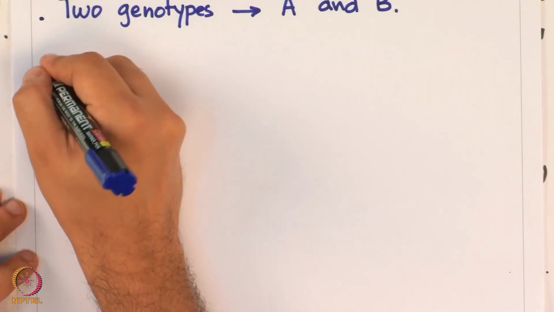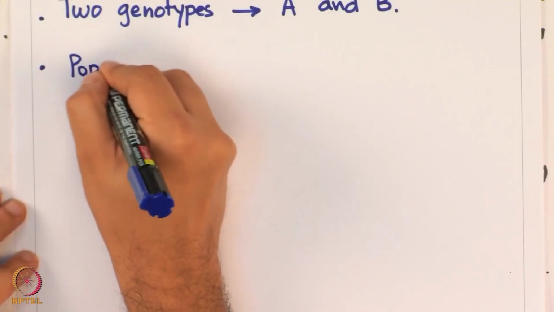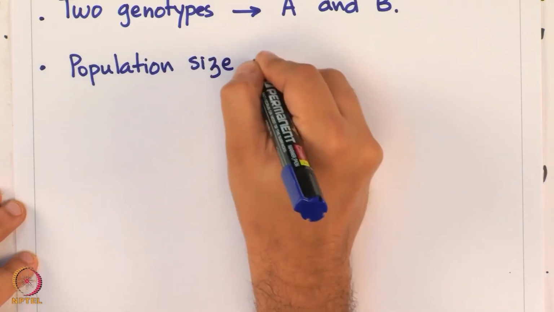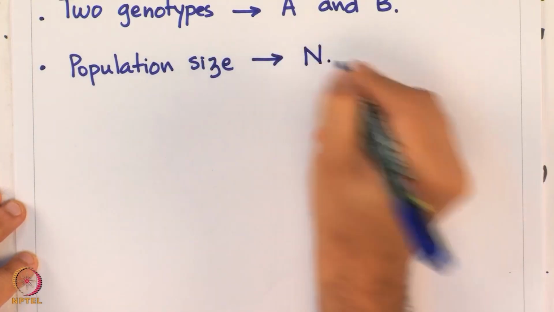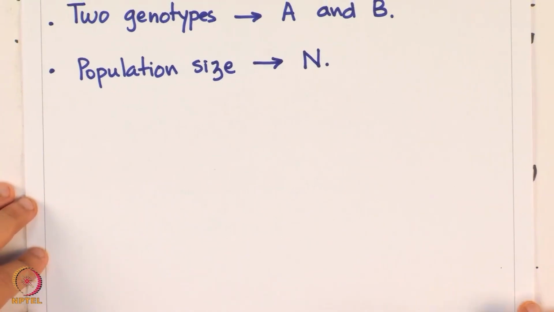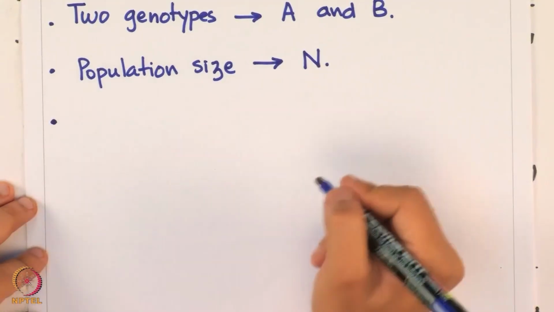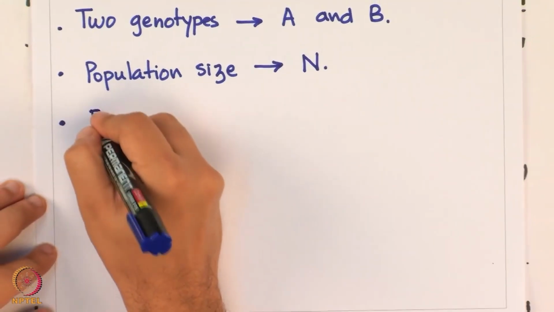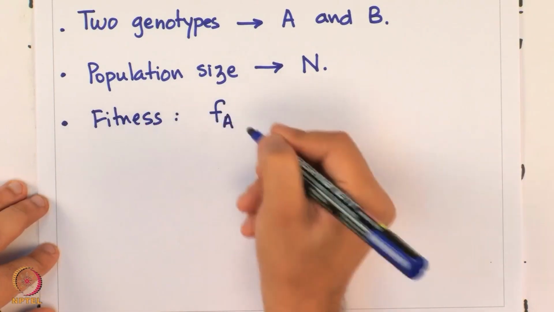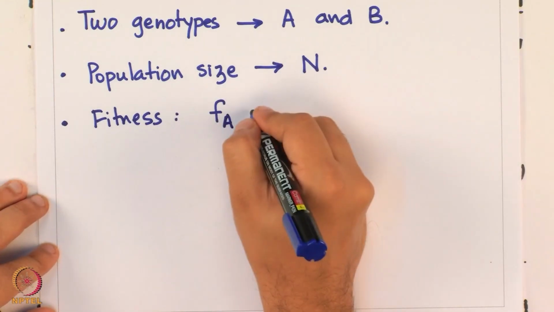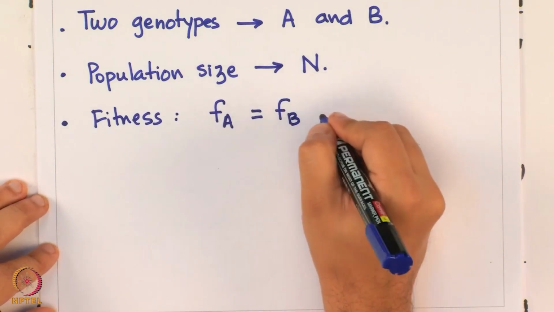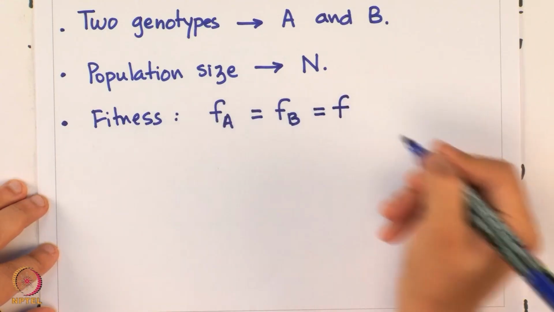We work in an environment where the population size is constrained to be a constant, and the invariant number of individuals in the population at any given time is equal to N. The two genotypes we are talking about have fitnesses: let F subscript A, the fitness of genotype A, be equal to F subscript B, the fitness of genotype B, and let this just be some number F.